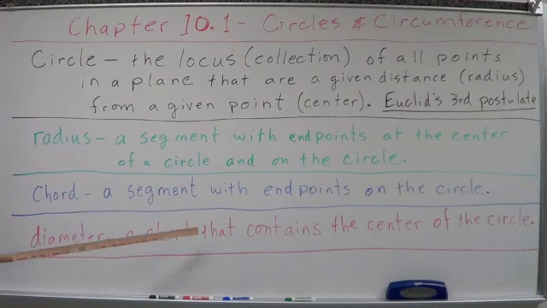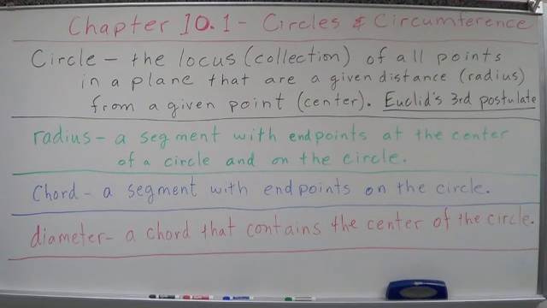A diameter is a chord that contains the center of the circle, or a chord that goes through the center of the circle. So those are our main definitions. We'll get rid of this and draw some things and let you actually see them. Those are the definitions of the major terms we're going to be using. There'll be some more, but those are the major ones.